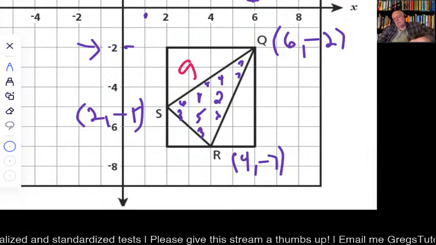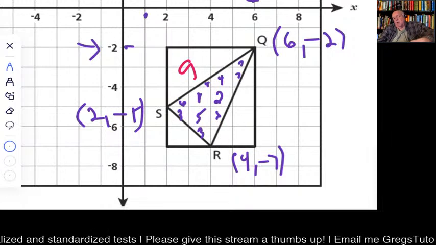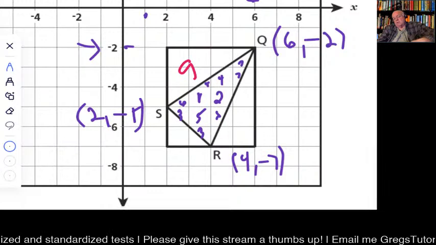Like, is 0.5% as a decimal 0.005? Yes, it's literally that. You could say 0.5% equals 0.005.